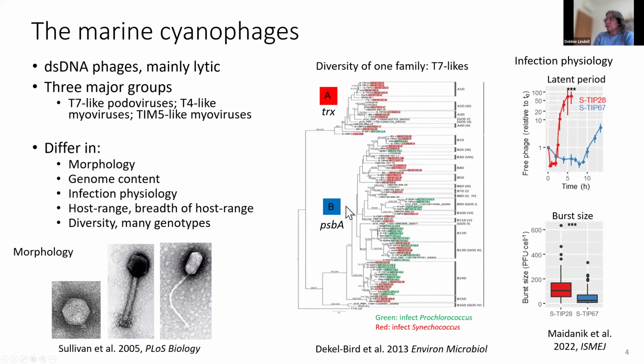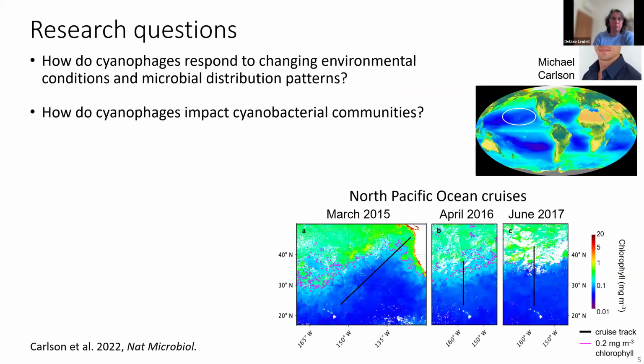And so we think, and this is just an example for the T7-likes, there are going to be examples like that for the T4-likes. But these differences between different clades of T7-likes and between T7 and T4-likes are likely to impact their distribution pattern and the way they infect cyanobacteria in the environment. This is what we want to address.